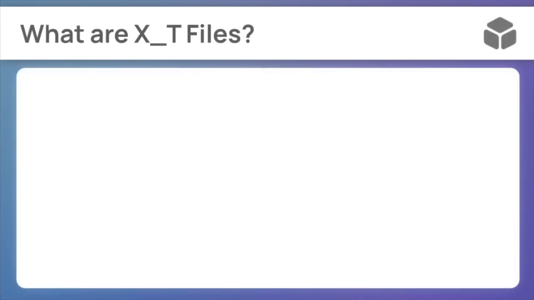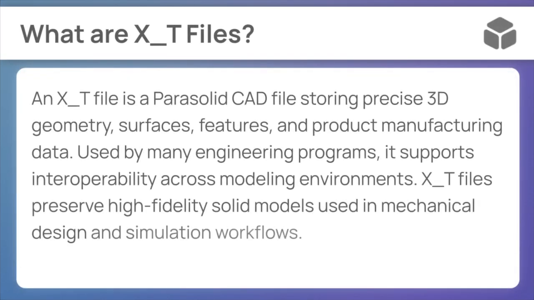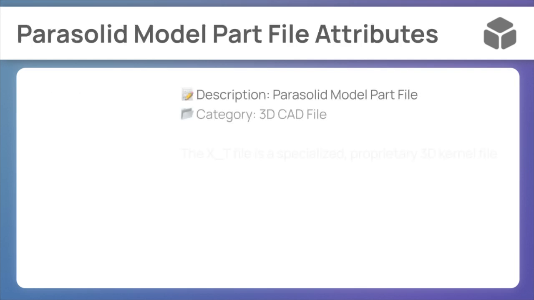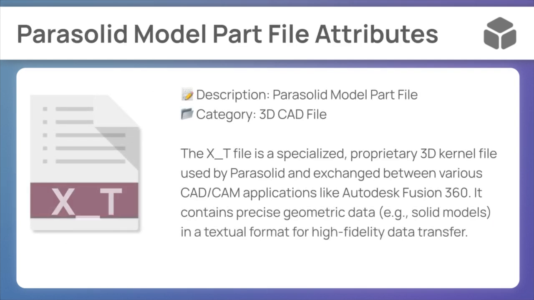The XT exists as a specialized self-contained unit within the 3D CAD file structure. Its design is explicitly rooted in the Parasolid Model Part File standard. The XT file is a specialized proprietary 3D kernel file used by Parasolid and exchanged between various CAD/CAM applications like Autodesk Fusion 360. It contains precise geometric data, e.g. solid models, in a textual format for high-fidelity data transfer.